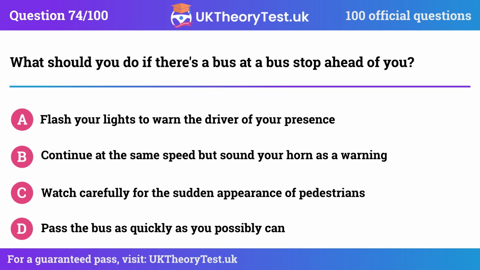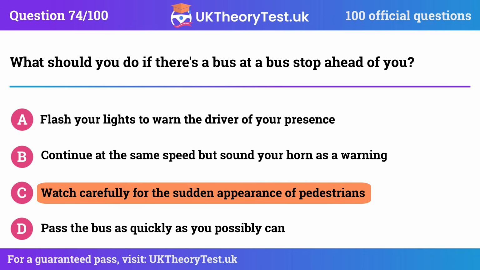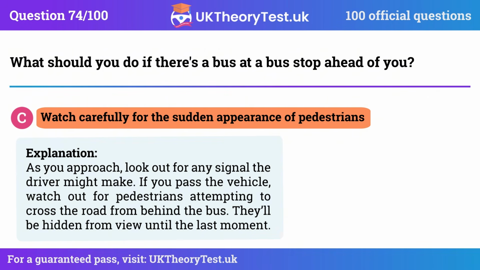The correct answer is C. Watch carefully for the sudden appearance of pedestrians. Explanation. As you approach, look out for any signal the driver might make. If you pass the vehicle, watch out for pedestrians attempting to cross the road from behind the bus. They'll be hidden from view until the last moment.